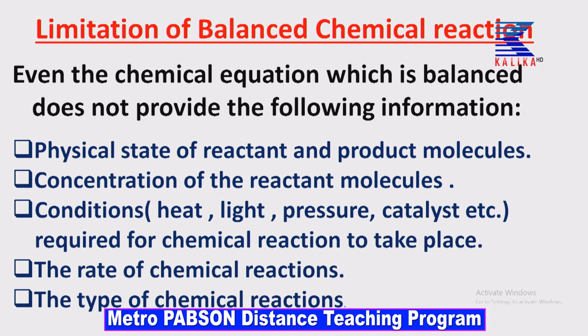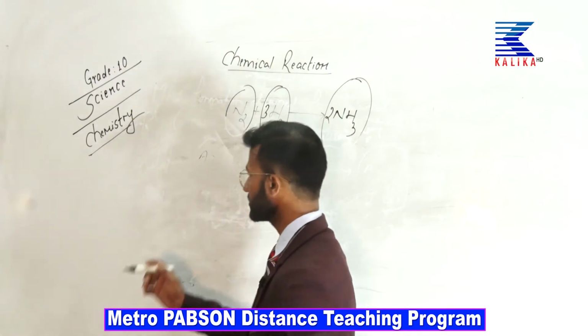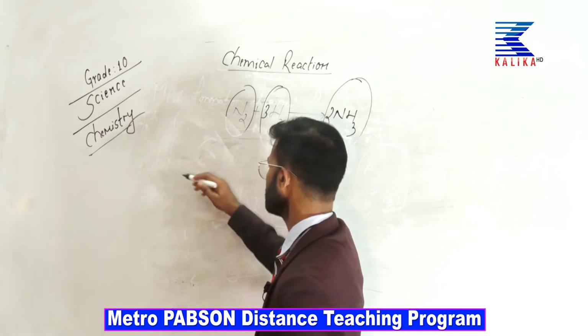Keep focusing on the screen. The next point about the problem of a balanced chemical equation is the concentration of the reactant molecules. Let me explain this. Even a balanced chemical equation does not say whether the chemical used there is fully concentrated or diluted. Let me just show you one example.